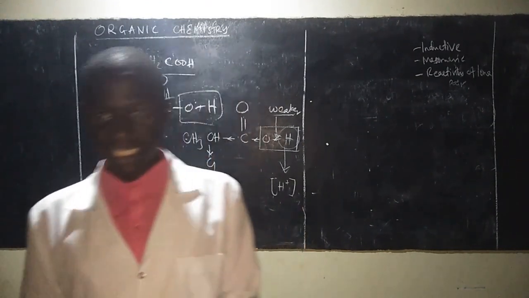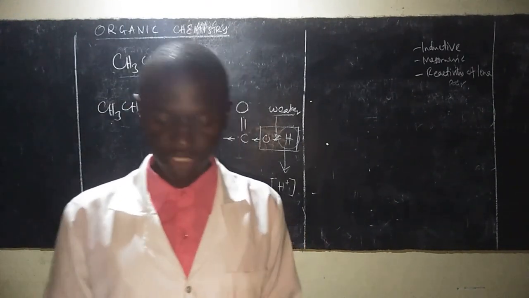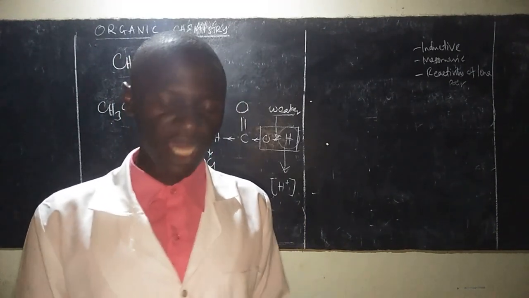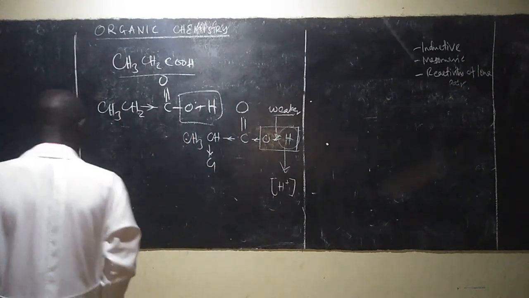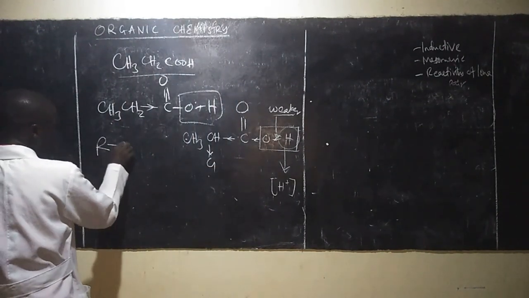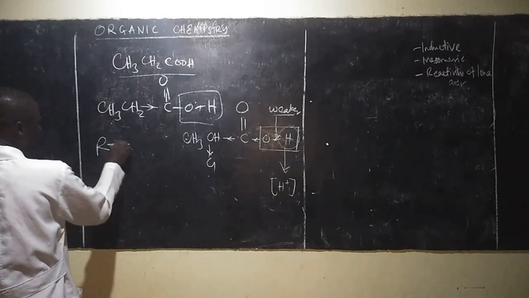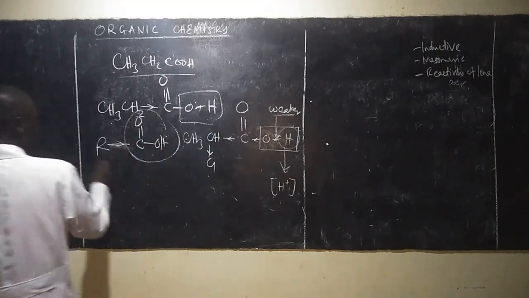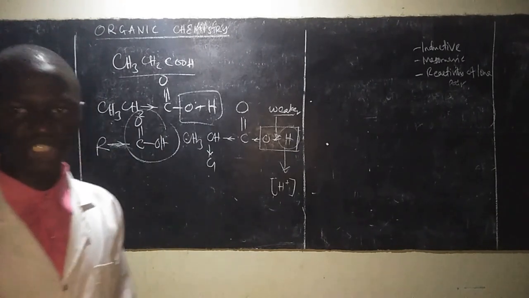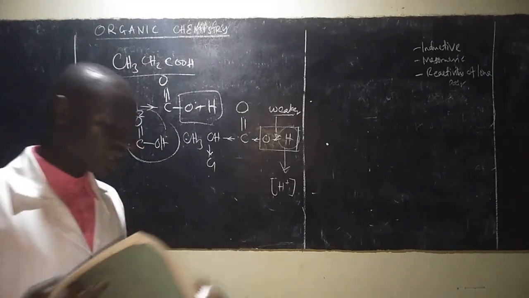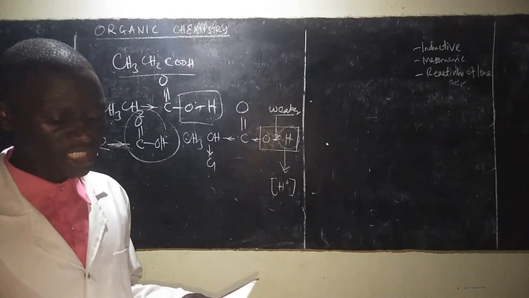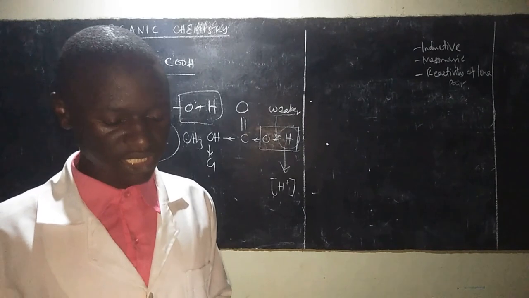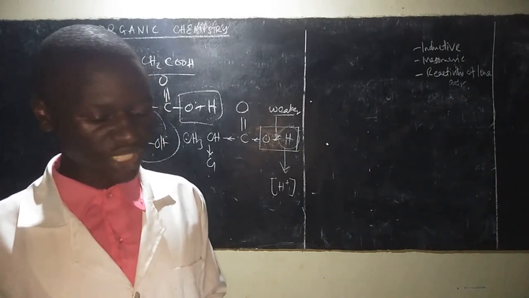If you understood it in the negative inductive effect, it is just like a repetition. So we are saying that alkyl groups release electrons to the carboxylic group. Regardless of the size of the alkyl group, we'll have R, and this R group tends to release electrons to the C double bond O hydroxyl, the carboxylic group. Electrons released to the carboxylic group by the alkyl group increase electron density throughout the carboxylic group.